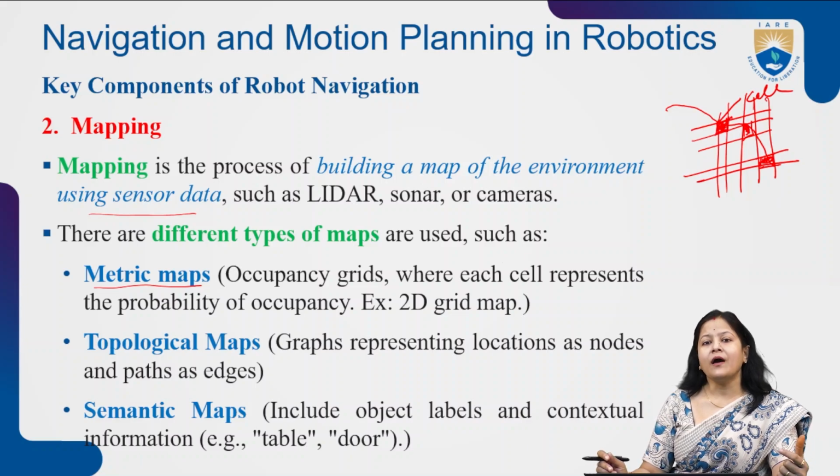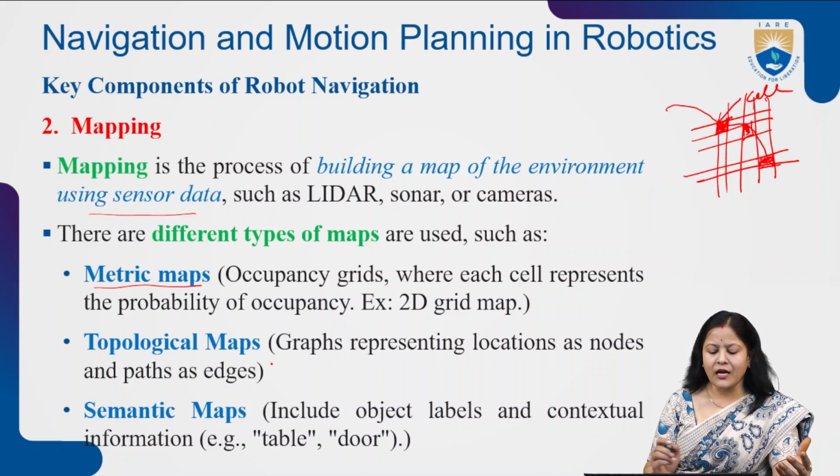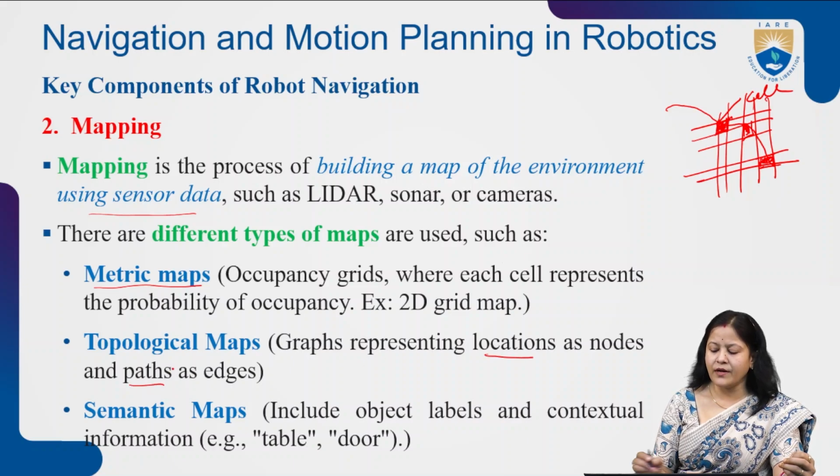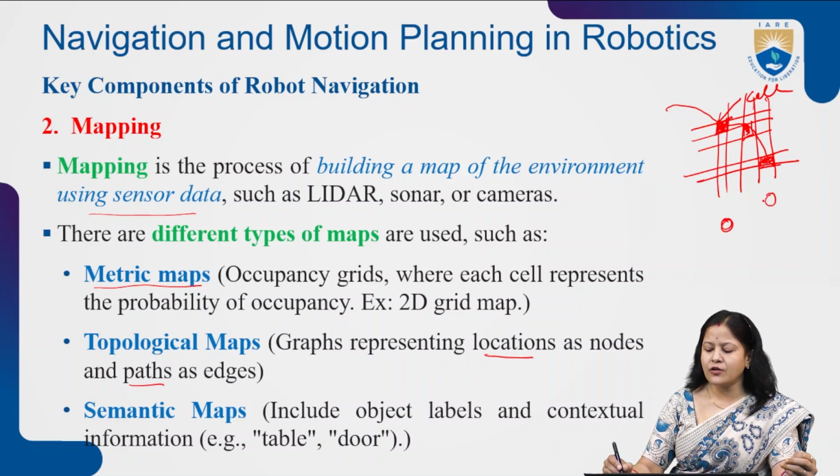Similarly, topological maps are also used for exploration or mapping. Topological maps are graphs representing locations as nodes and paths as edges. The exact location of the robot is represented as a node, the destination location is also represented as a node, and the distance between the initial location and the destination can be denoted as the edge. Like this, the graph will be configured. This type of graph representation is called a topological map.